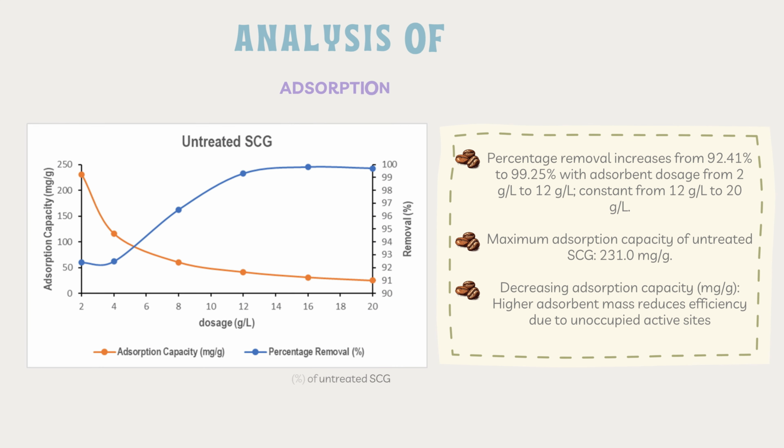In the adsorption study, for untreated spent coffee grounds, dye removal went from 92.41% to 99.25% as we increased the dosage from 2 gram per liter to 12 gram per liter, and then it became constant. The maximum adsorption capacity was 231 mg per gram. Interestingly, higher dosage may reduce efficiency per gram, likely because some active sites were left unused.